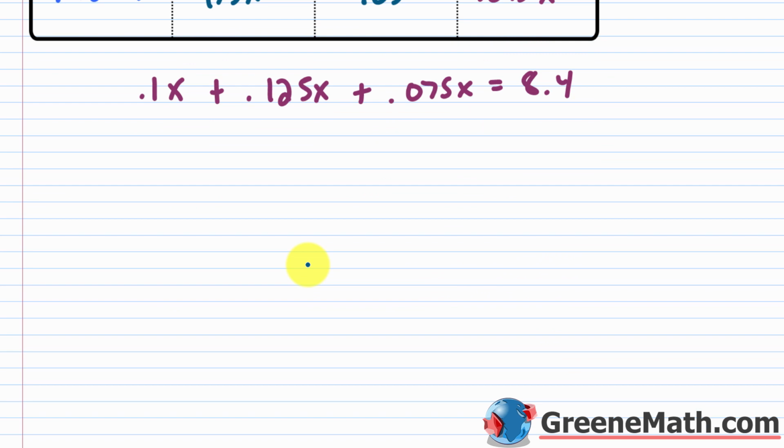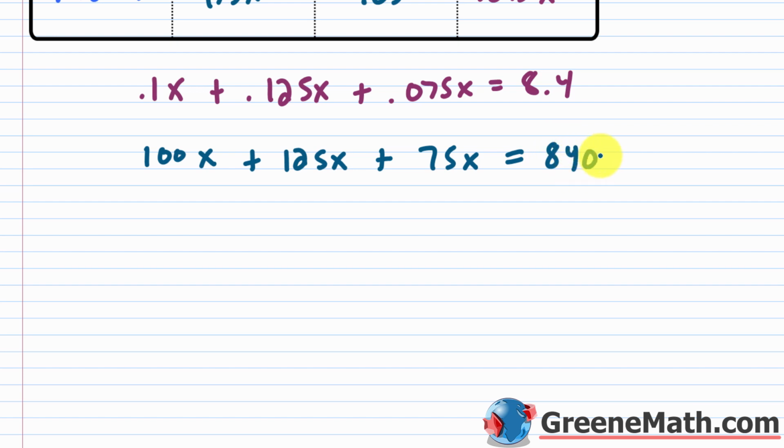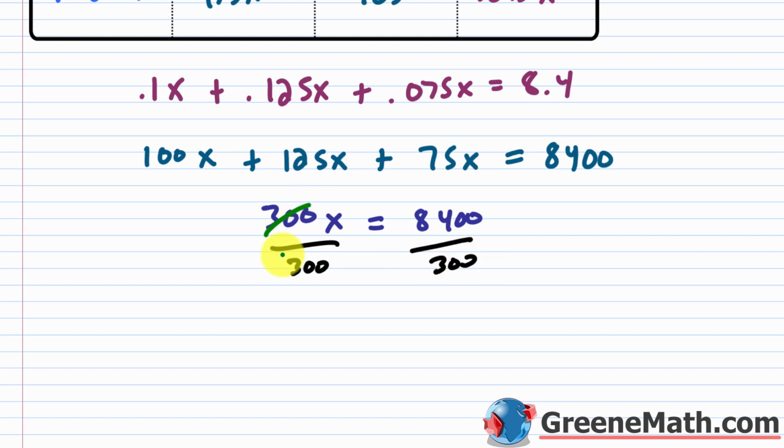Again, you can work with the decimals or you can clear them. You need to multiply everything by 1,000 if you want to do that. So this is going to go 3 places to the right. So this would be 100X, then plus 125X, then plus 75X, and this would be equal to 8,400. So on the left, if we combine like terms, 100 plus 125 is going to be 225. Then plus 75 is going to be 300. So this would be 300x is equal to 8,400. Let's divide both sides of the equation by 300. So this will cancel. 8,400 divided by 300 is going to be 28. So we're going to have x is equal to 28.